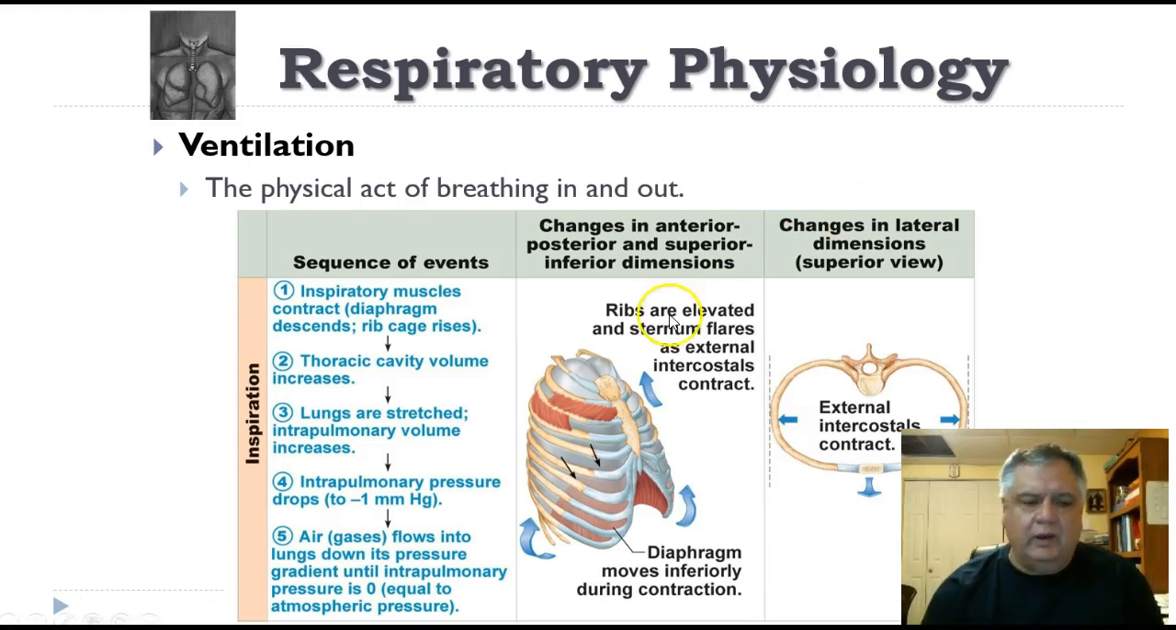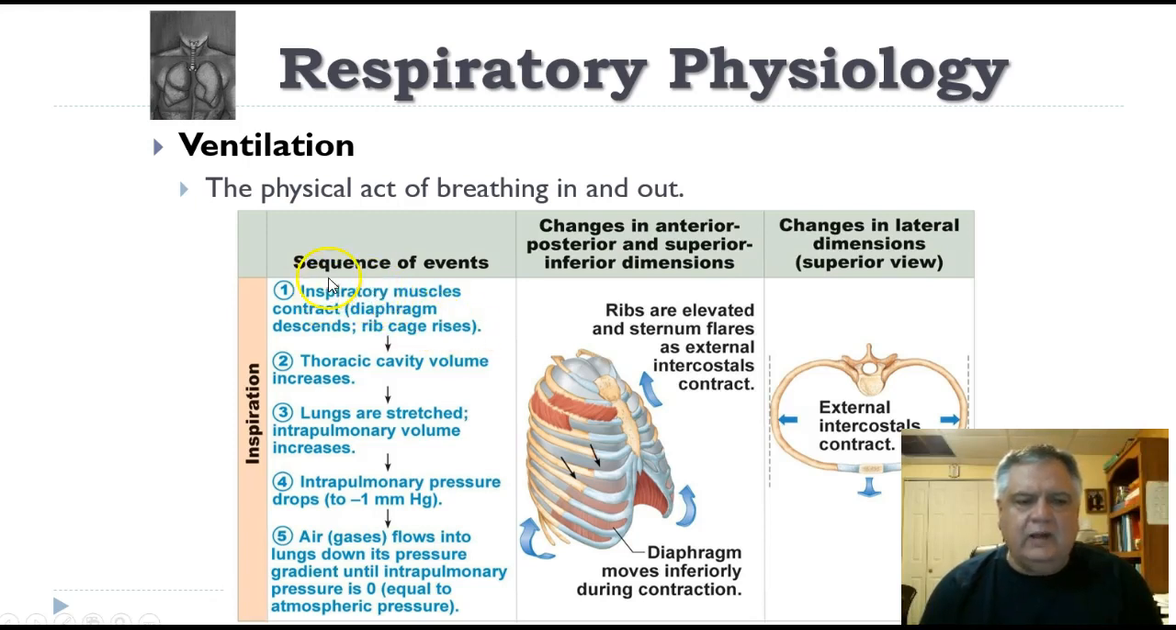This chart, by the way, I should step back for a minute, shows the events of what's going to happen on inspiration, or the physical act of breathing in. I'll show you a second chart in a couple of slides that shows expiration, or the physical act of breathing out. Then after I show that to you, we'll show you a little demonstration on these events and maybe try to help explain them to you a little bit better so you understand them. So we'll look for that.